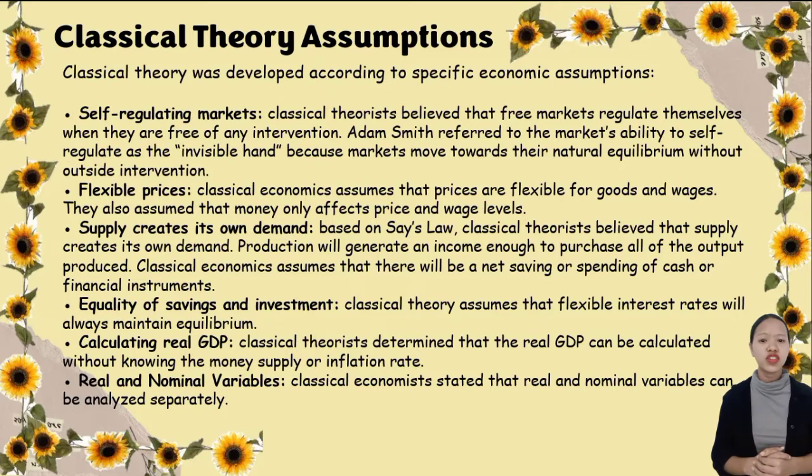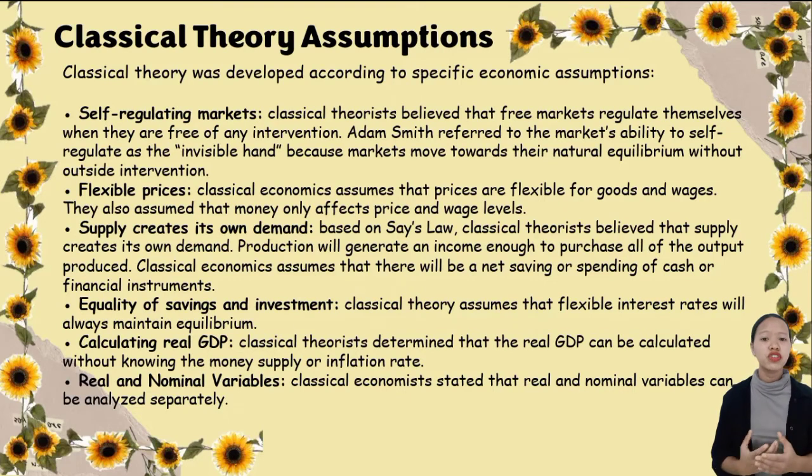So flexible prices. Classical economics assumes that prices are flexible for goods and wages. They also assume that money only affects price and wage levels. So supply creates its own demand. Based on Say's law, classical theorists believe that supply creates its own demand.